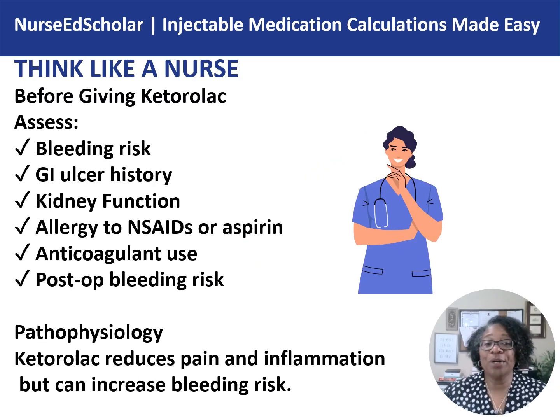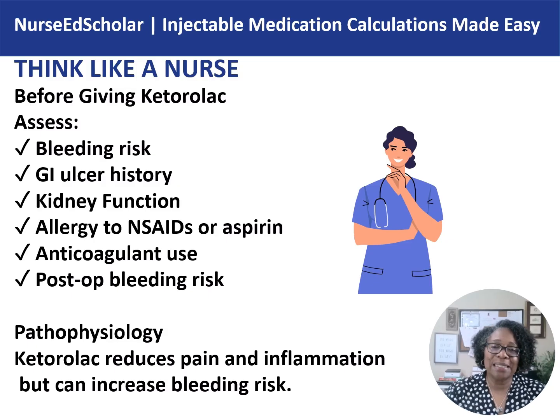Now, ketorolac is an NSAID. So before you give it, you're going to have to assess a few things on your patient. Looking at those labs, how is their kidney function? Do they have a bleeding risk? Do they have a history of ulcers? Do they have an allergy to NSAIDs or aspirin? Are they using any anticoagulants? Or are they post-op? Do they have any bleeding risk post-op?